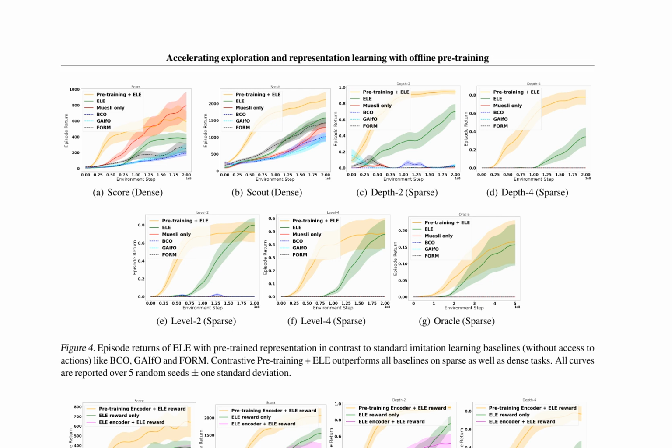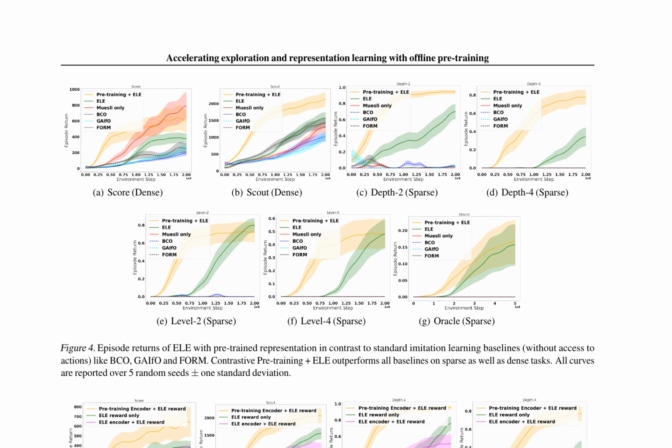The figure highlights the performance of ELE on various tasks, including score dense, scout dense, depth 2 sparse, depth 4 sparse, level 2 sparse, level 4 sparse, and oracle sparse. The results indicate that ELE with pre-trained representation achieves superior performance on all tasks, especially in the low sample regime.